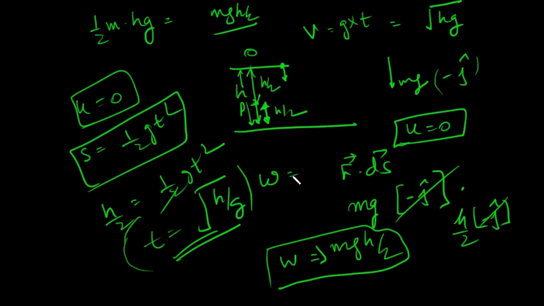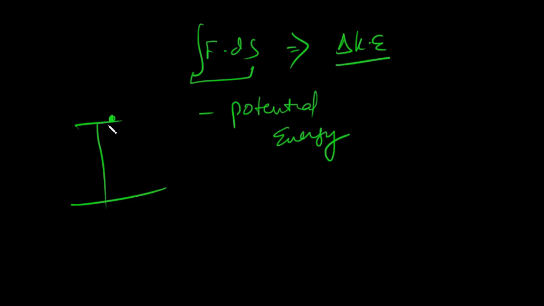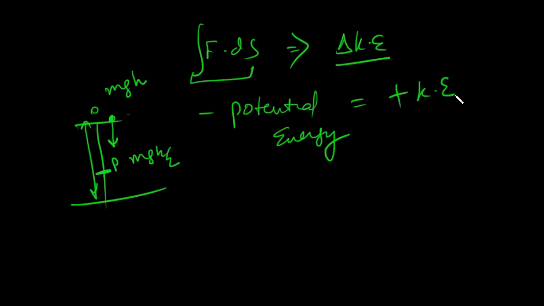So what do we conclude with this? We conclude that F dot ds equals delta KE, which I derived earlier. This is the negative change in potential energy. Why? Because when the particle was at this point, the potential energy was mgh, and when it has come to this point P, the potential energy is mgh over 2. So you see, when potential energy decreases, it leads to an increase in kinetic energy. Okay.